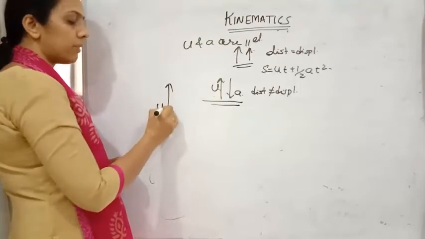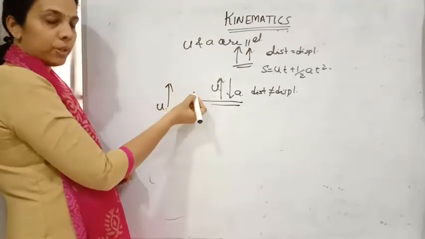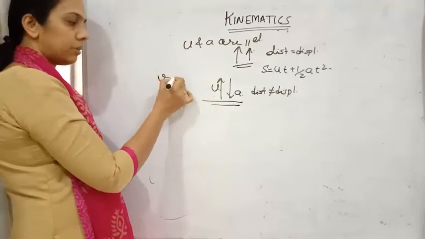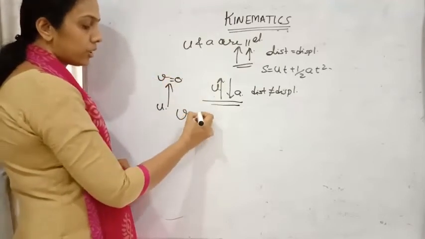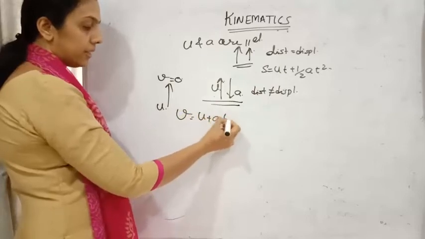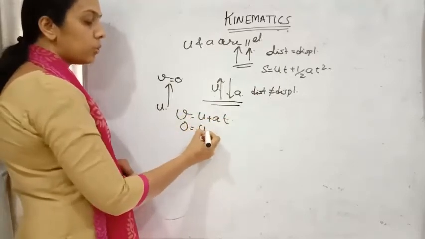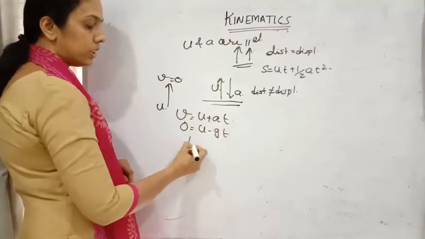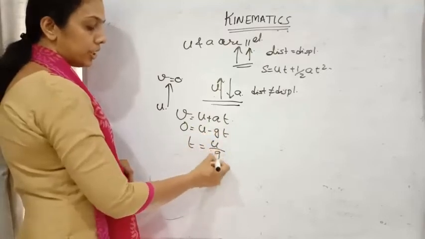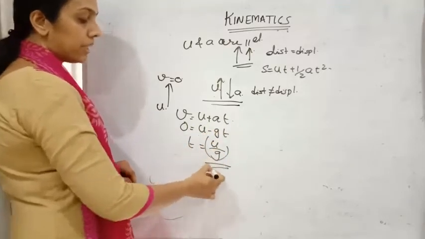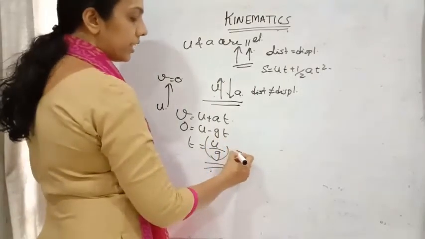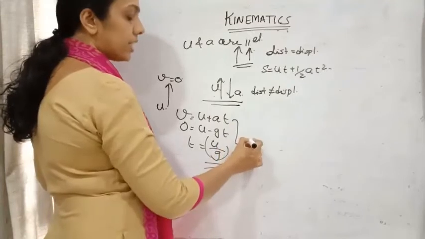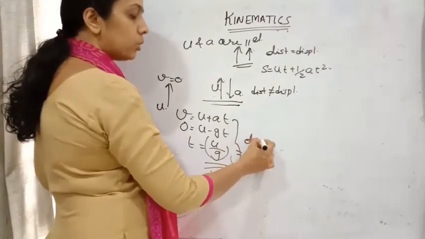It is moving with the velocity. Throwing means it has some initial velocity, and the final velocity will become equal to 0. Therefore, what will be the time required for that? V is equal to u plus at. Therefore, 0 equals u minus gt. Therefore, t will be equal to u by g. Initial velocity divided by g will be the time required. Then the distance covered at this point will be equal to displacement.